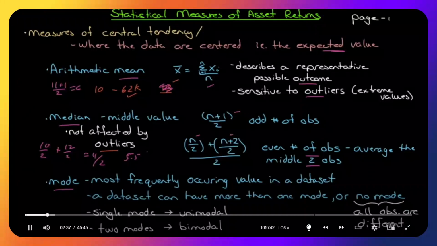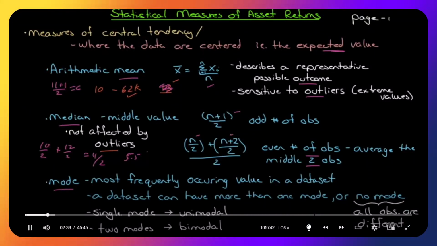The mode is the most frequently occurring value in a data set. So if you had 10 observations, as we have here, let's say that we had 20 observations instead, and 10 were 62,000, and you had 5 below 62 and 5 above 62, and you took one at random, you would say, well, 62 occurs most frequently. That would probably be a representative possible outcome.